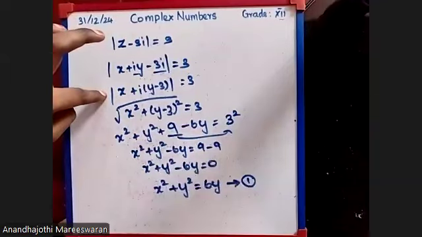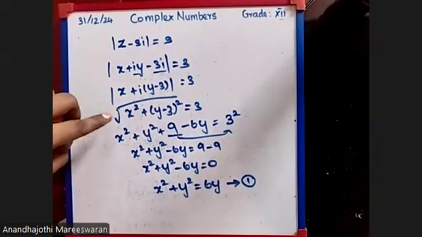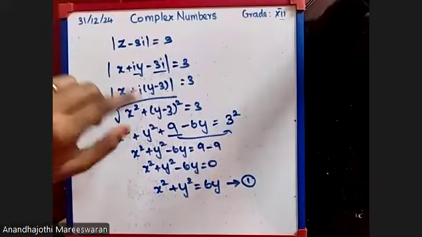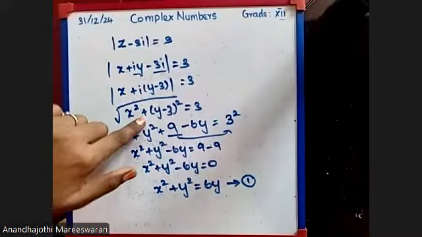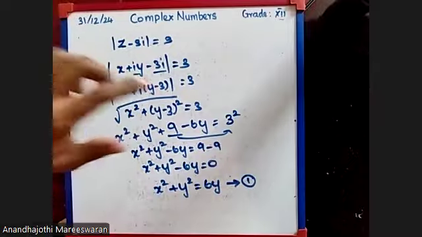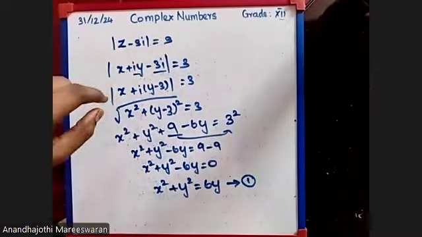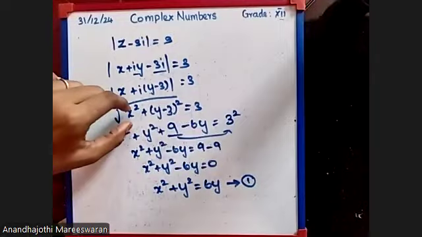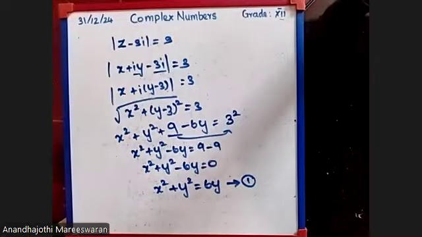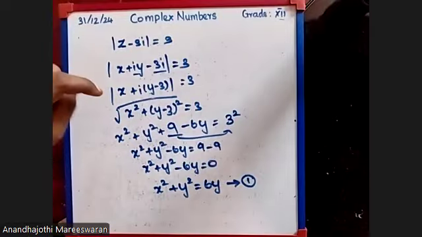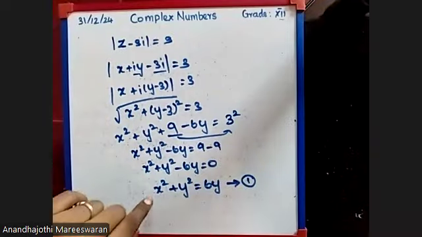To replace the modulus, we are going to introduce the square root, and within the square root there will be a sum of individual real and imaginary part squares. So here will be x squared, here will be y minus 3 the whole square, right? And I solved it. We got the equation x squared plus y squared equals 6y.